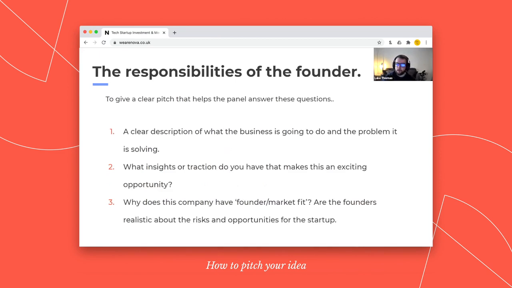And if you think about the responsibilities of the founder against those, if the panel needs to understand those things, then you need to give a clear description, you need to give good insights, and you need to show your founder market fit to the panel. And if you can do those things, then you're onto a winner.